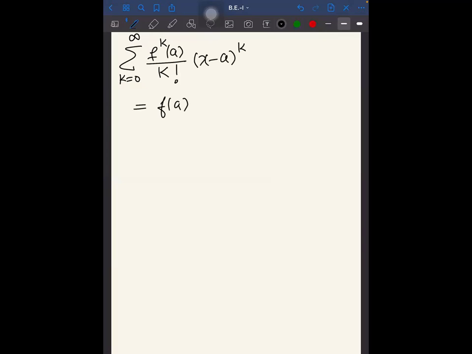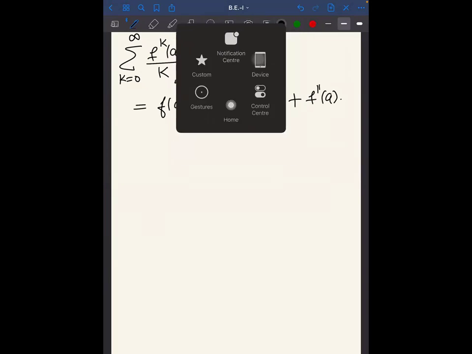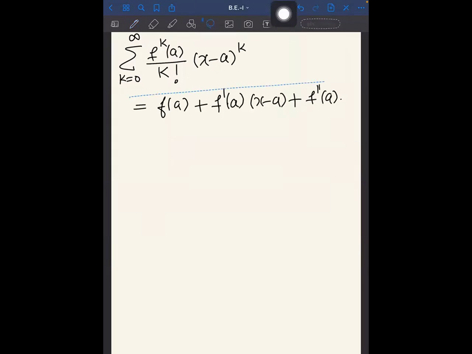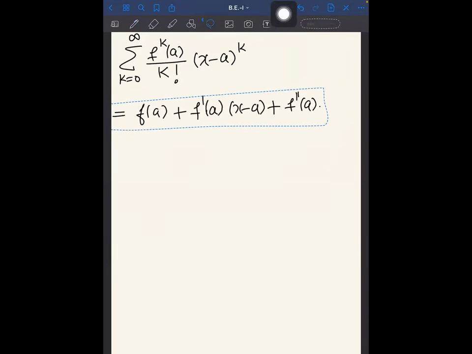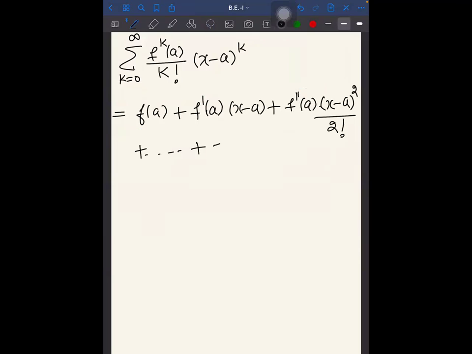F of a plus f dash a into (x minus a) plus f double dash a into (x minus a) whole square by factorial 2, right? Plus so on, and at some time we will reach n as well.